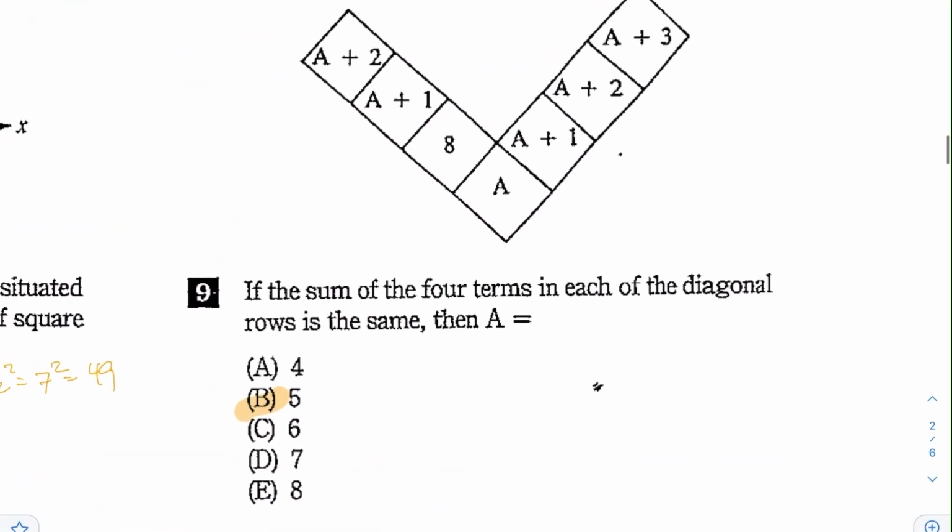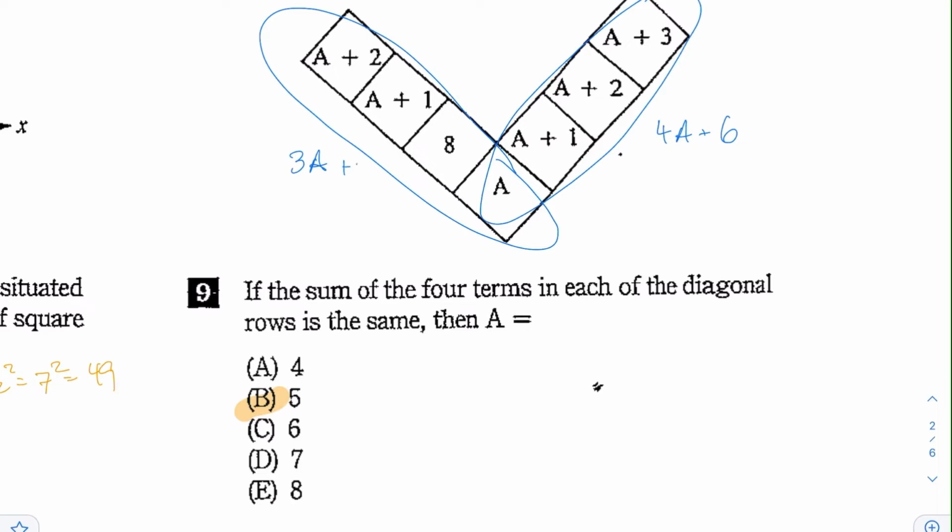Next, for number 9, if the sum of the 4 terms in each of the diagonal rows is the same, then A is equal to what? So we have the diagonal row. You can look at the one on the right. If you add A plus 1, A plus 2, A plus 3, that would be 4A plus 6. And that's the same as if you add A plus 2, A plus 1, 8, and A.